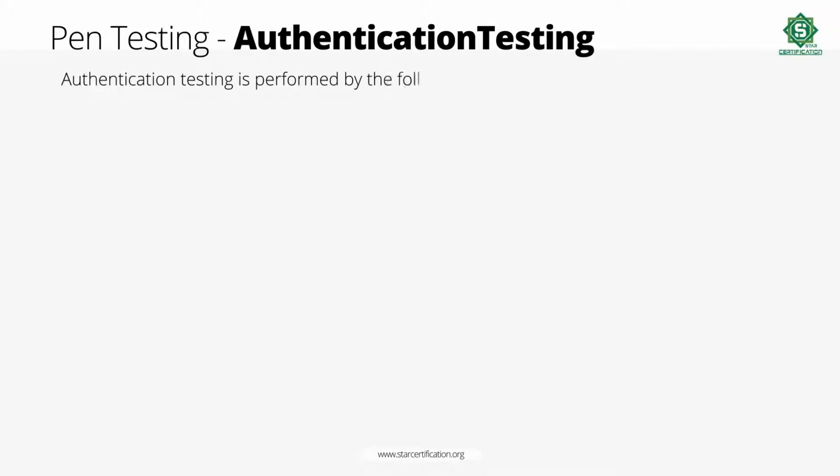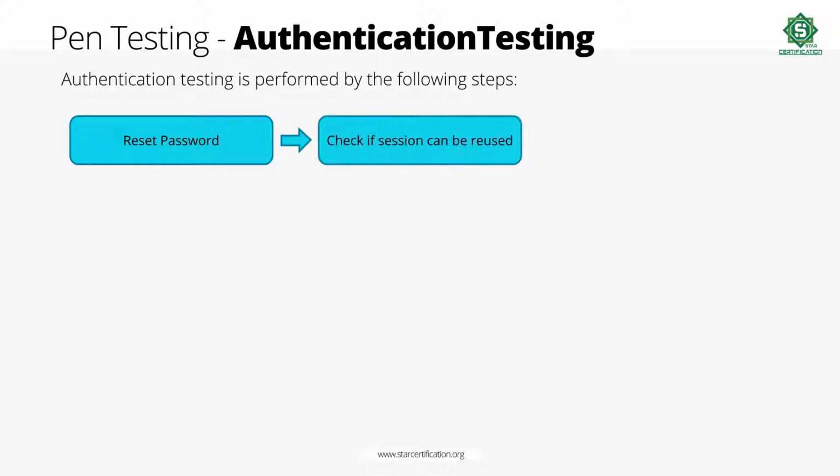Authentication testing is performed by the following steps. Reset the password using guessing, social engineering, or cracking the secret question, and gain access. Check if the Remember My Password mechanism is implemented by checking the HTML code in the login page. Next, check if it is possible to reuse a session after logout. Also, check whether the user is logged out automatically when idle for a certain amount of time and that no sensitive data remains stored in the browser cache.